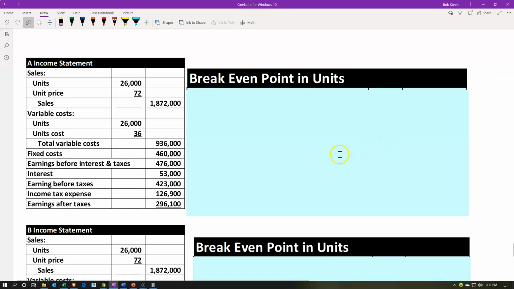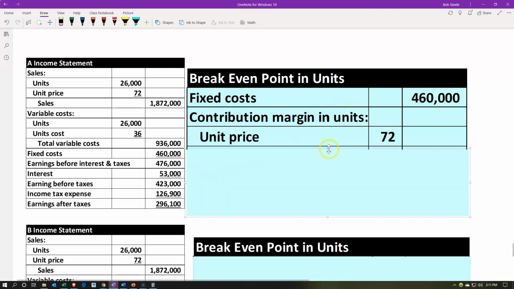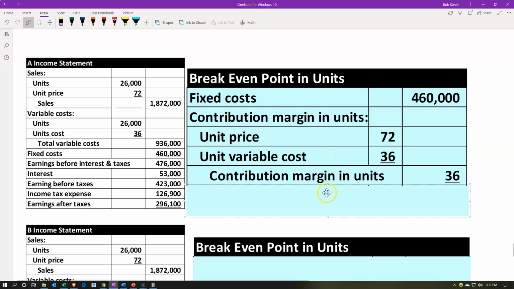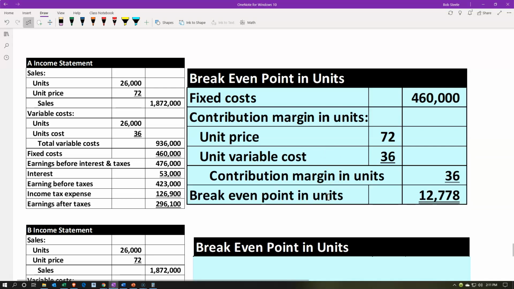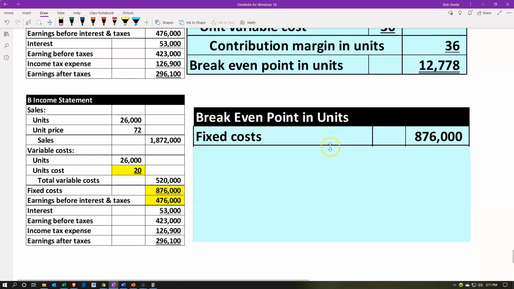So if you then take a look at the break-even calculation for these two scenarios, we've got the fixed costs here at the 460,000. We have the contribution margin in units, unit price 72 minus the unit variable cost 36 gives us the unit contribution margin of the 36. The 460,000 divided by the 36 is 12,778. That's our break-even point for the first scenario.